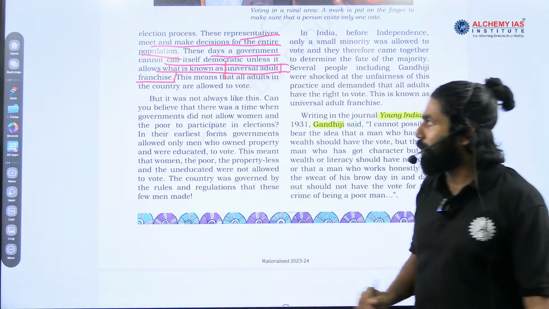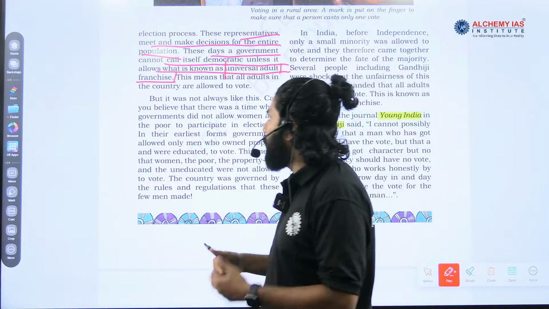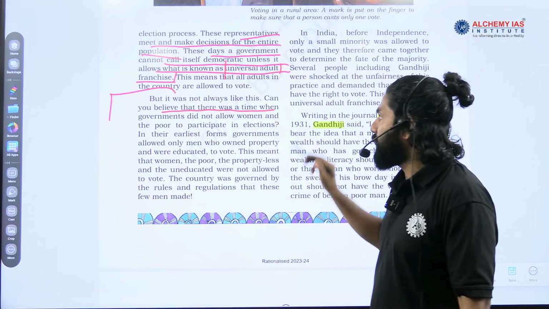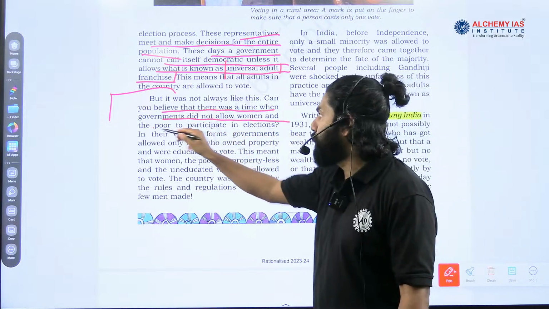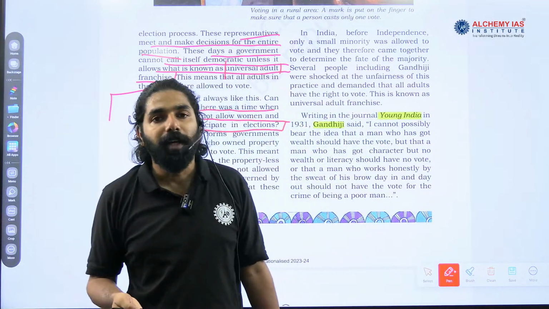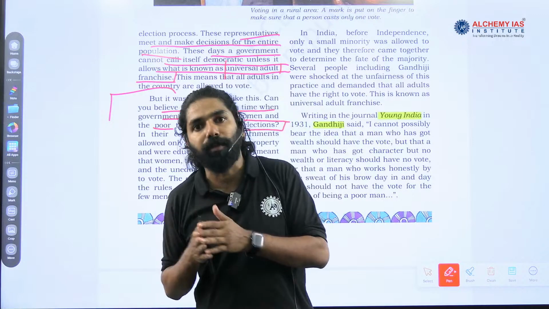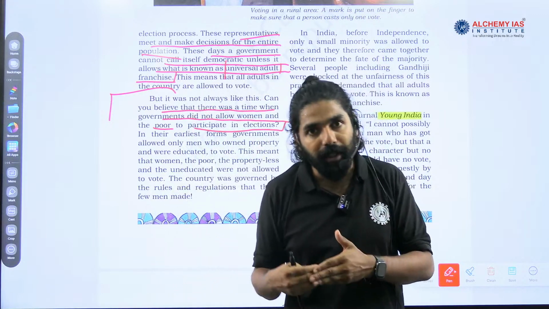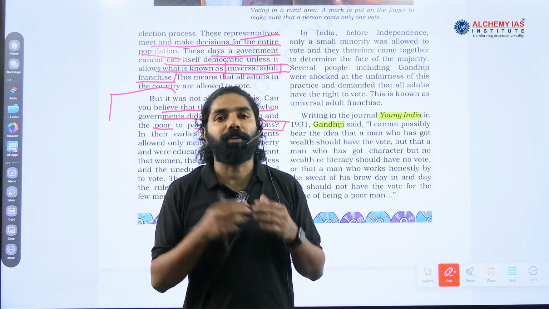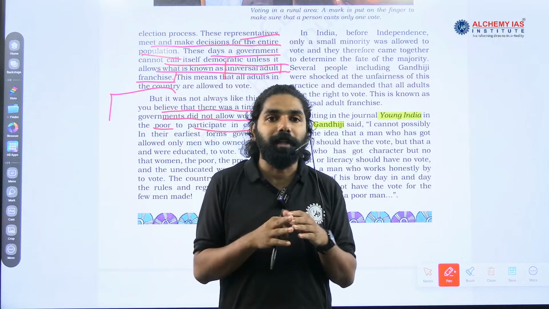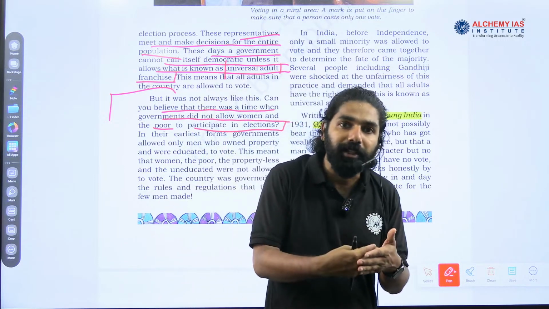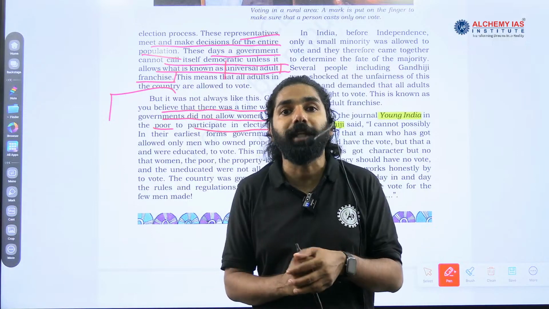It also gives an example from the historical period, the previous time that we had. Can you believe that there was a time when governments did not allow women and the poor to participate in elections? We had such a time in India, and in other parts of the world we have seen the same story, where one gender, women, were not entitled to the right to vote. Similarly, people who did not have ownership of property, the poor sections, did not enjoy the right to vote in India. Only men with education and wealth were allowed to vote in the earlier period.